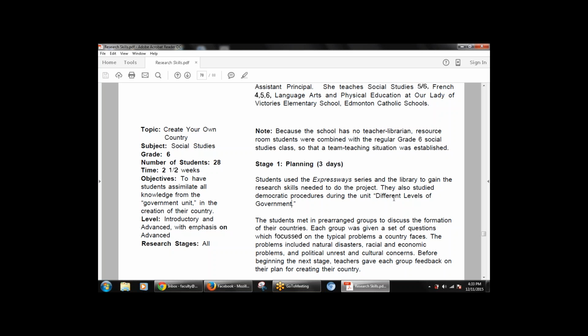So stage number 1, planning, takes around 3 days, and in this the students use the Expressways series and the library to gain the research skills that are needed to do the project. And they also studied the democratic procedure that is used during the unit, that is the different levels of the government.